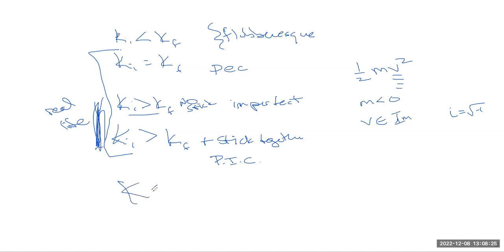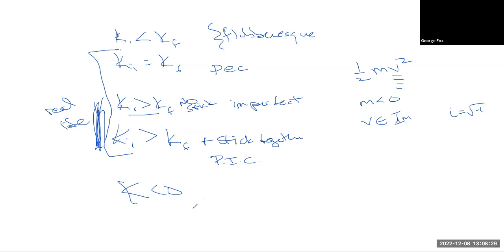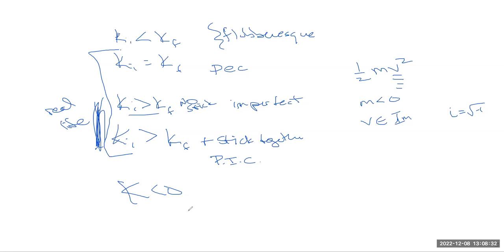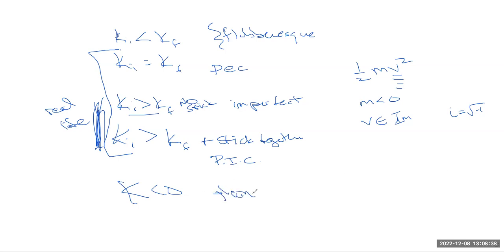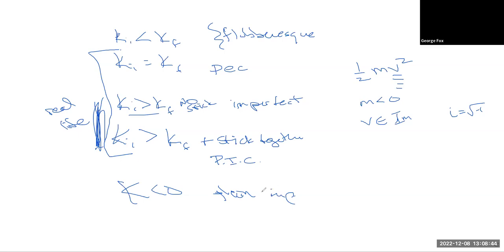I have one more question for Master Set 11. Okay. Oh, were you about to do something first? Nope. Oh, okay. K less than zero, this is just plain impossible. Okay.